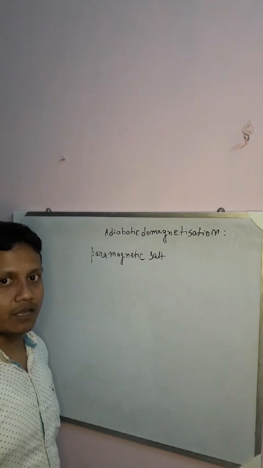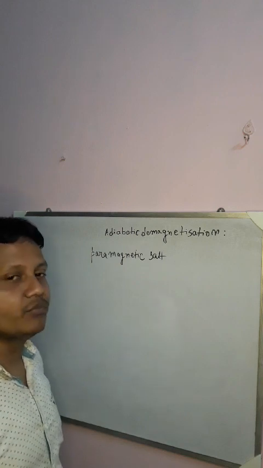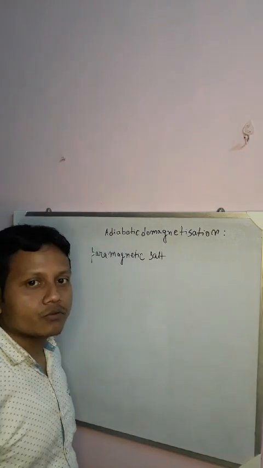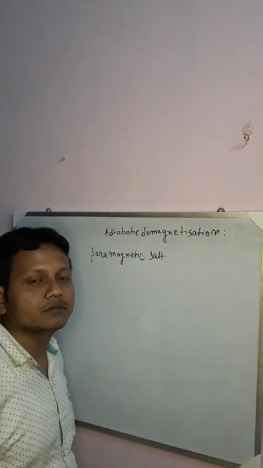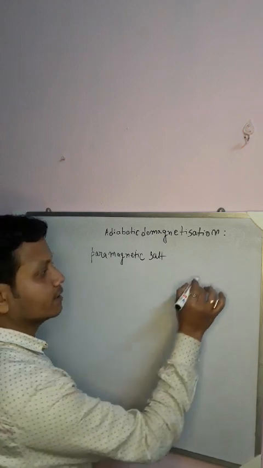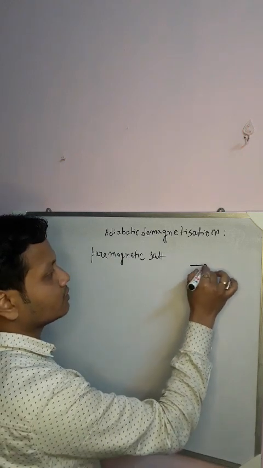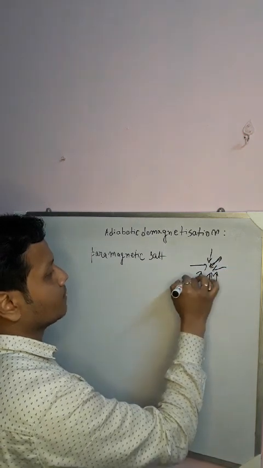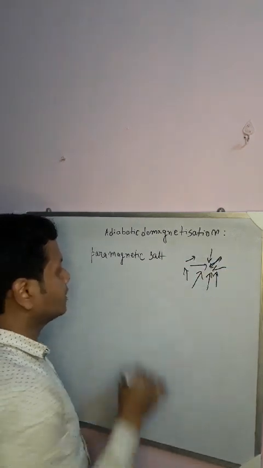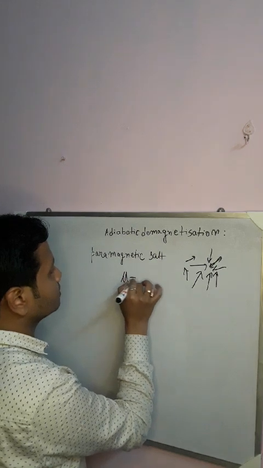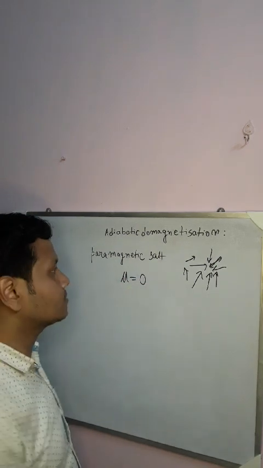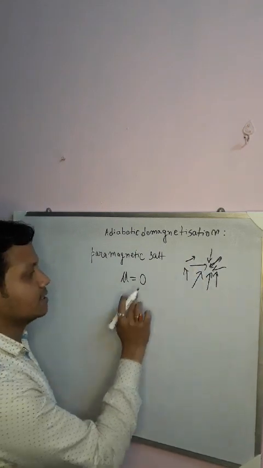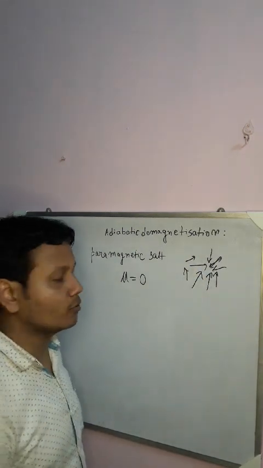Now we all know that the atoms of a paramagnetic substance behave like teeny dipoles, and in the absence of an external magnetic field, the dipoles are randomly oriented. As a result, the net dipole moment mu is 0.